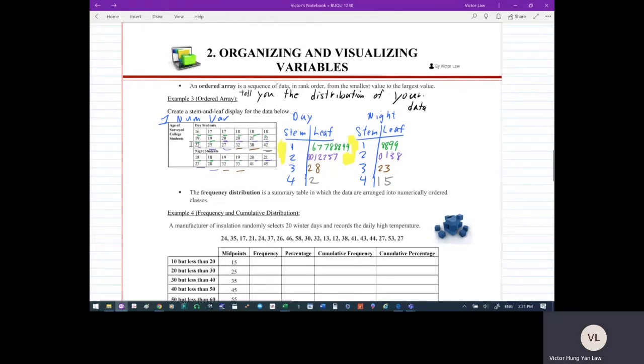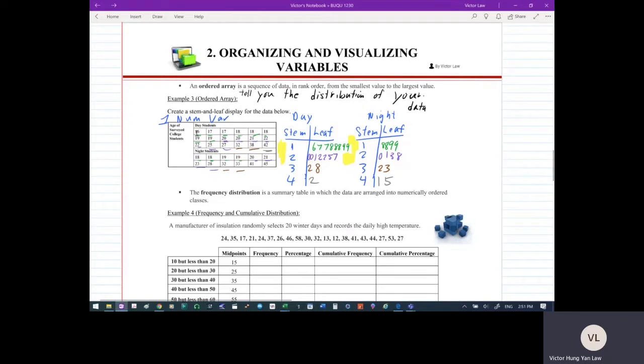So we have a daytime and then we have the nighttime, and this is what we created in the chart here. What you can see in the diagram is that we created two tables, one for the daytime, one for the nighttime. And we create a heading, one for the stem, one for the leaf. So that's why this is called a stem and leaf display. We have one part for the stem, one part for the leaf. Same for the nighttime, stem and the leaf portion.